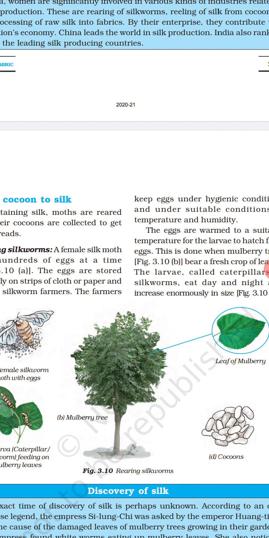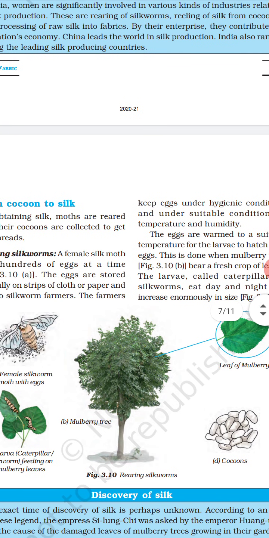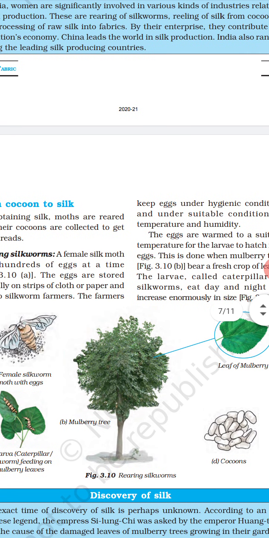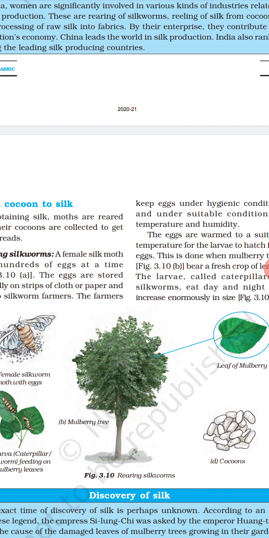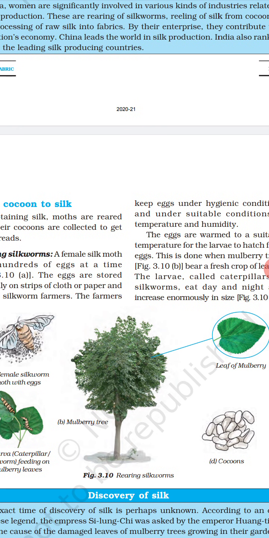After 25 to 30 days, the caterpillars stop eating and move to a tiny chamber of bamboo in the tray to spin cocoons. Small racks or twigs may be provided in the trays to which cocoons get attached. The caterpillar or silkworm spins the cocoon inside which develops the silk moth. And that cocoon is used for obtaining silk.